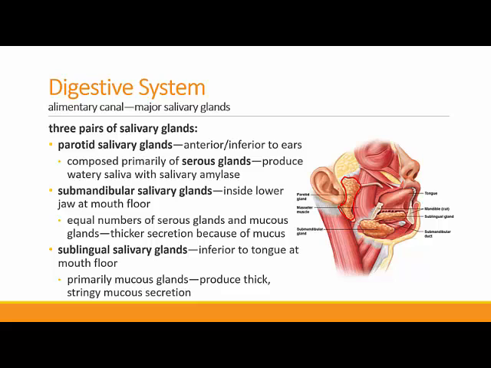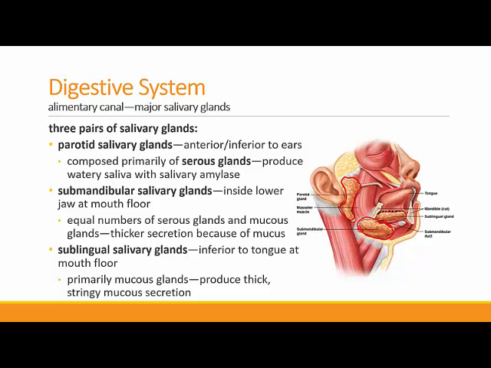The submandibular salivary glands, they are here underneath or inside the lower jaw. They're at the floor of the mouth, and they have equal numbers of mucus and serous glands, so they produce a somewhat thicker secretion, because the mucus is in there thickening it, that has a relatively high amount of salivary enzymes, that salivary amylase.